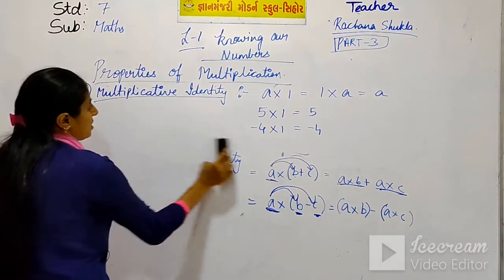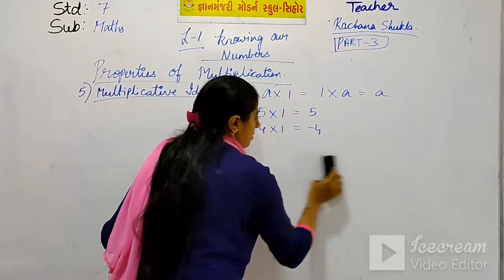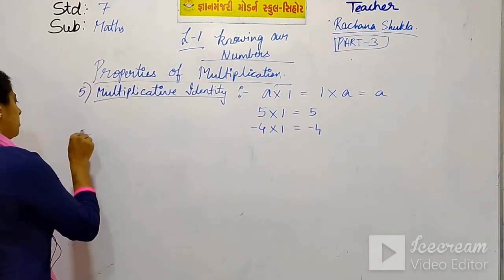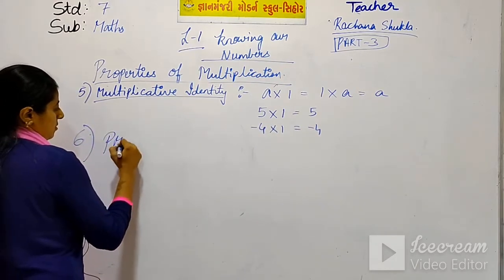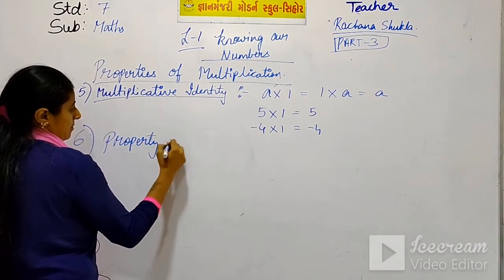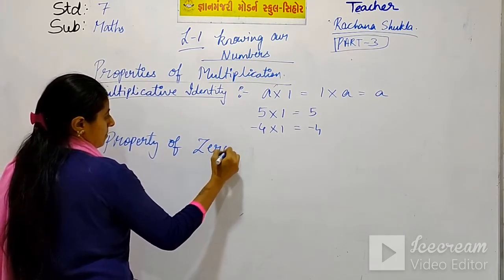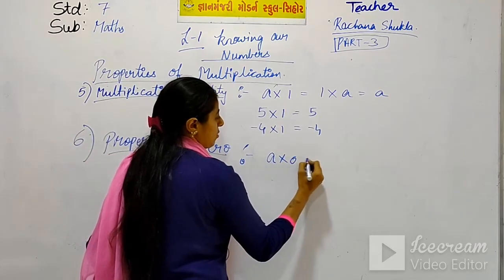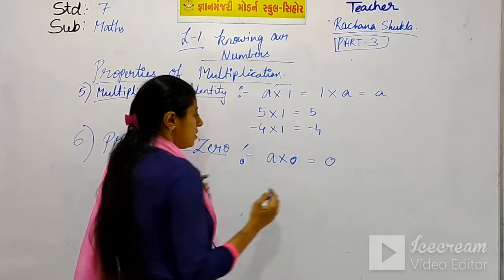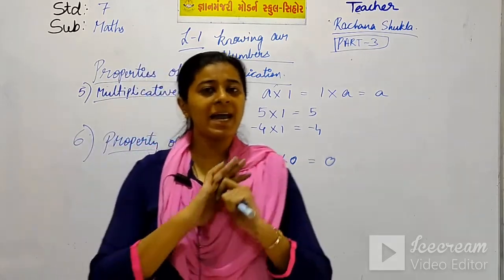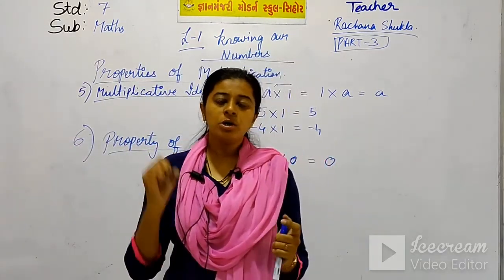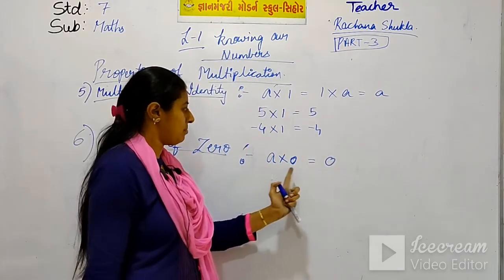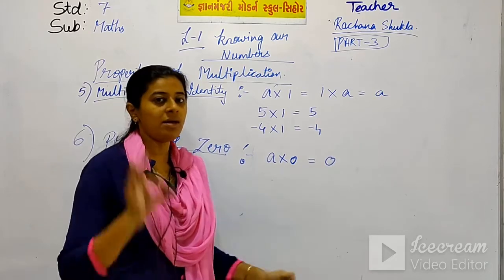Now, the next one is the property of 0. What is the property of 0? A into 0 is equal to 0. If you multiply any number with 0, you will get the answer as 0. Multiplying any number with 0, your answer will be 0.